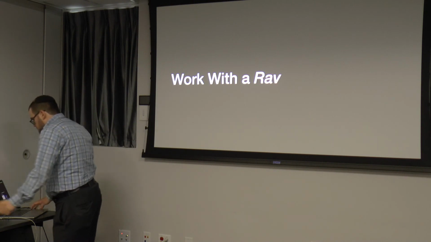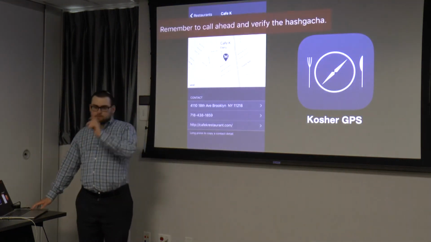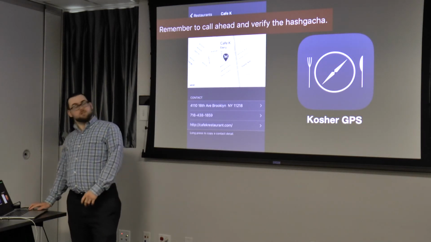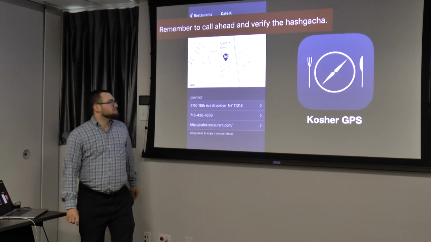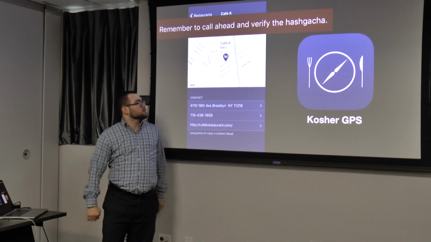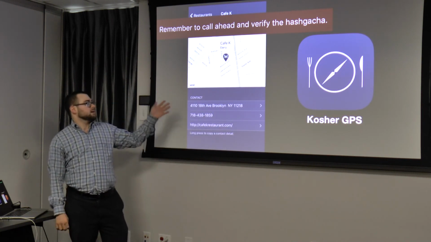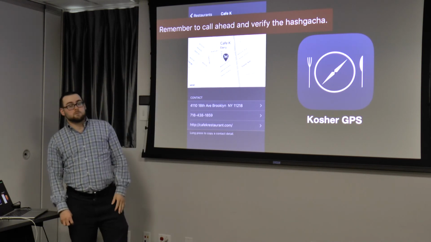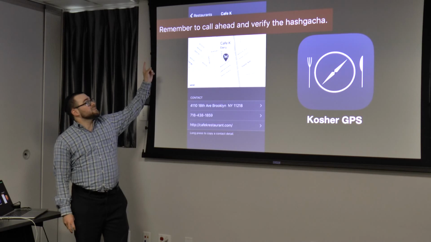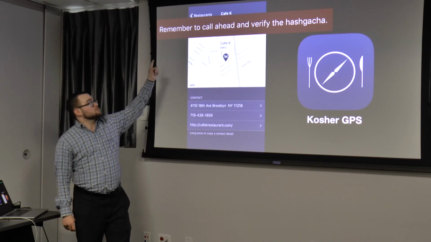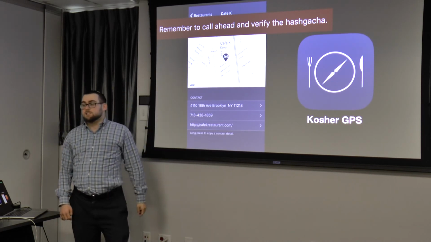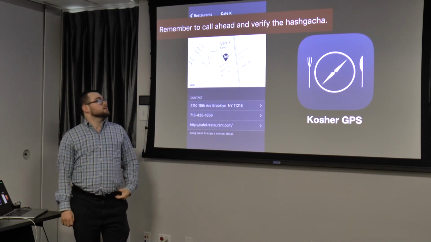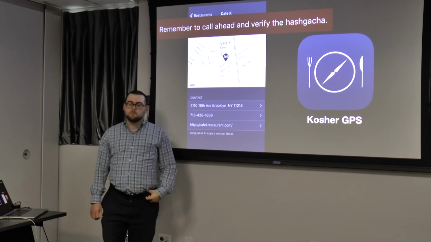So, talking about working with a Rav, I have an anecdote here. We have the Kosher GPS app. That banner wasn't supposed to be that big yet, but basically the Kosher GPS app, you'll notice it has a nice icon. It's got a nice iOS UI. It looks nice. It's built natively. I worked on this, disclaimer. Now, the thing is that there's this big banner at the top that says, remember to call ahead and verify the hashgacha, but you don't actually see the hashgacha anymore. And this was a decision that was made based on a conversation with a Rav.